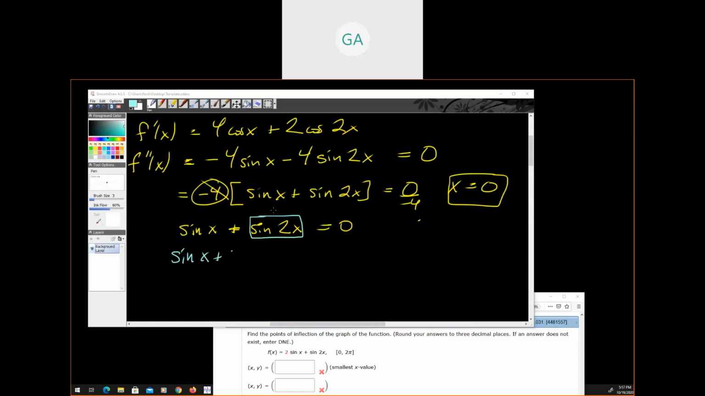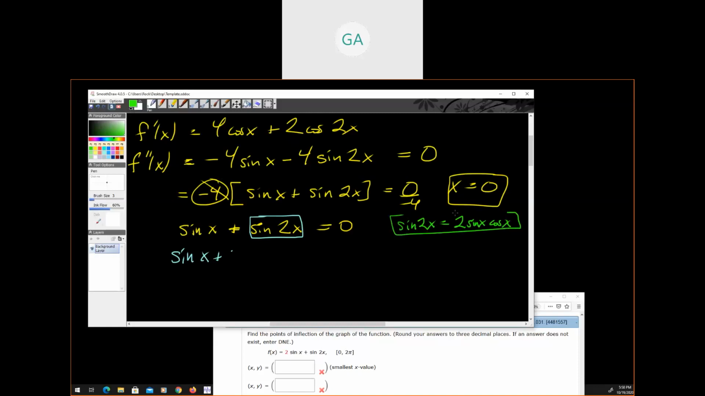Okay, so this is where you just left off. Bad timing. So sine x plus sine 2x. This is where you're probably going to want to recall that the sine of 2x is 2 sine x cosine x.